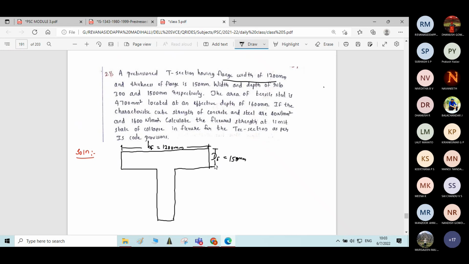Okay. Width and depth of the rib is given. Width of web is equal to 300 mm. And depth of web is also given. DW is given as 1500 mm.